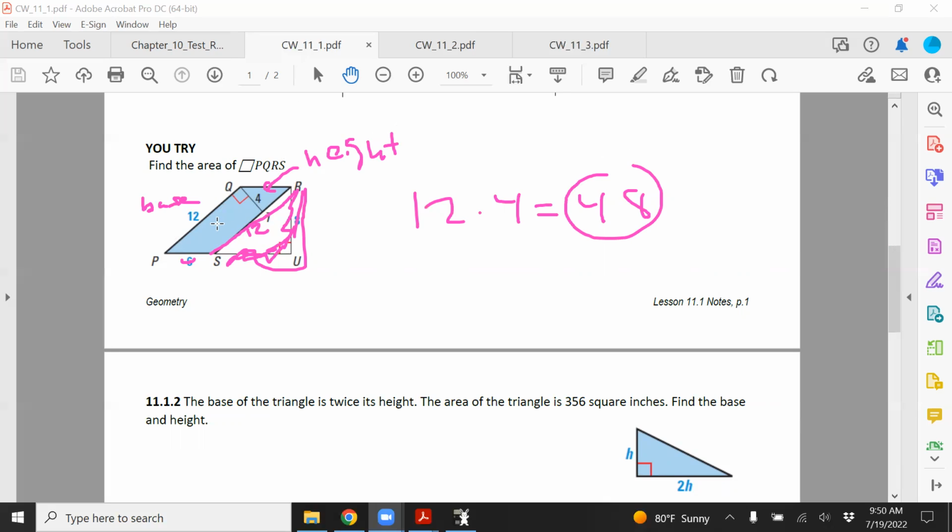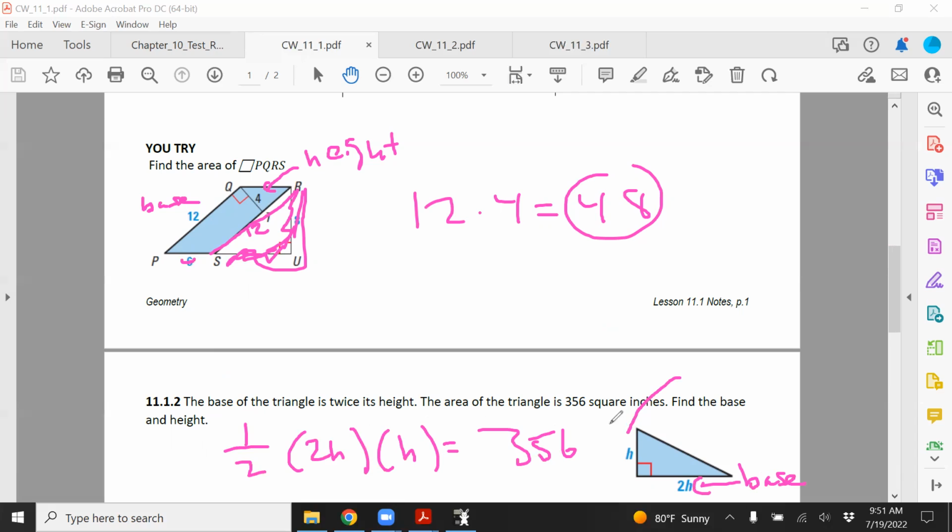Okay, for 11.1.2, the base of the triangle is twice its height. The area of the triangle is 356 square inches. Find the base and the height. Okay, so 1/2 times your base times your height has to equal 356. Right? That's your base. That's your height. And you work it out.